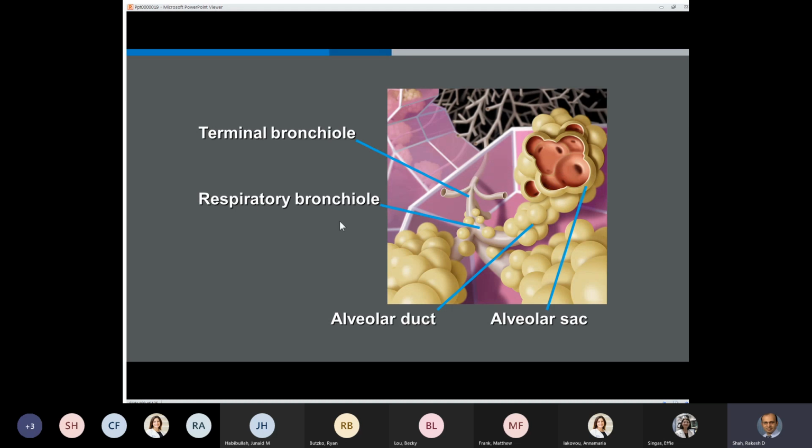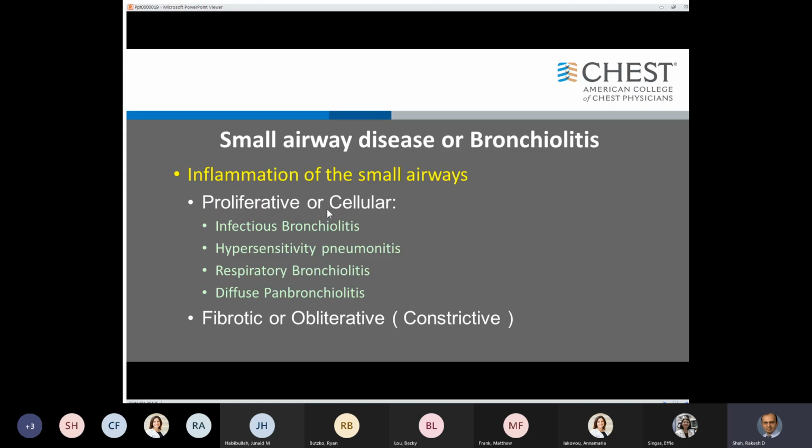When you have inflammation of these structures, respiratory and terminal bronchioles, we call that bronchiolitis. And that is broken down into two main categories, whether you have proliferative bronchiolitis or you have obliterative or fibrotic or constrictive bronchiolitis. If it is proliferative, then the classic examples are either it's caused by infection or hypersensitivity. And then, of course, there are other rare things like respiratory or diffuse panbronchiolitis. As opposed to fibrotic or obliterative bronchiolitis, the history will guide you as to why it did that, and I'll go over that in a minute.